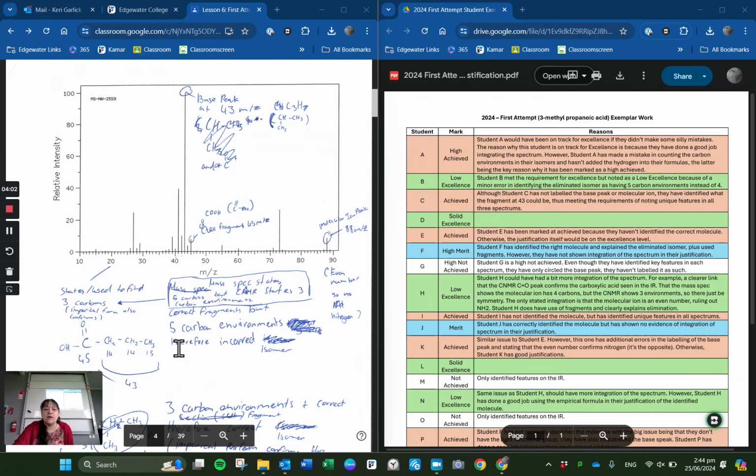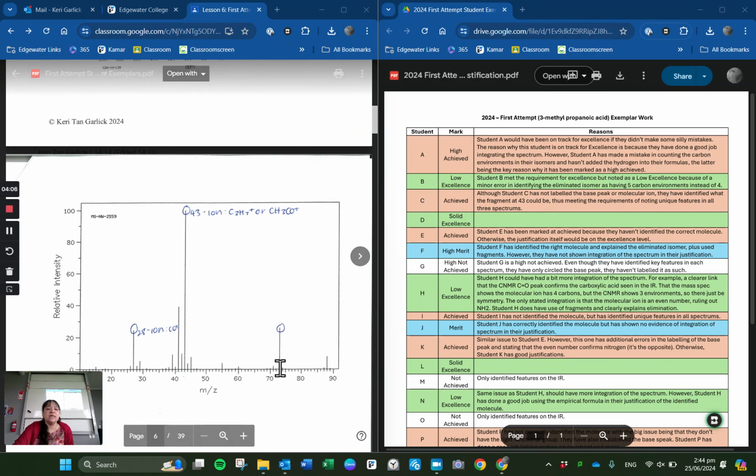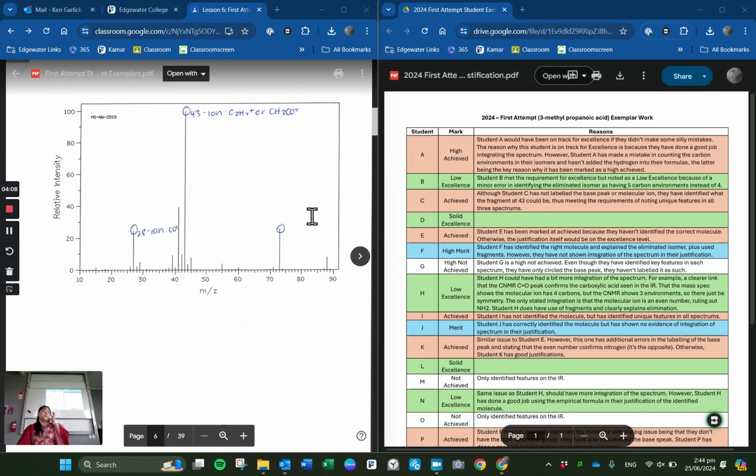Another one here that was a high achieved was C. So C, again, has done that labeling. The only issue I have with the mass spec in this one is that they haven't labeled base peak or molecular ion, but they did label that they recognize that this ion could be this fragment or that fragment, and that to me is identifying a unique feature. So that has hit all three. So I was willing to give this one an achieved.